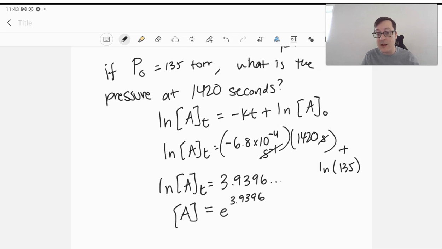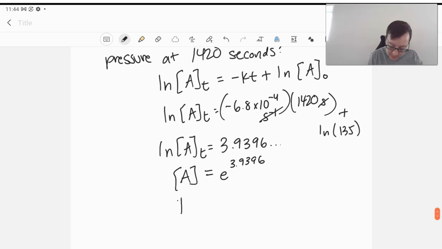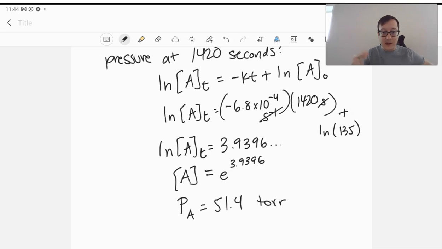In order to get rid of a natural log, you have to use the exponent function. And so on your calculator, you see I've got our values here. We want to do e to our answer, like thusly. Doing so, we get our answer, which is going to be that our pressure of whatever this compound A is should be 51.4 torr. Our units stay the same as they were before. Natural log gets rid of units, but you should have the same unit you started with.